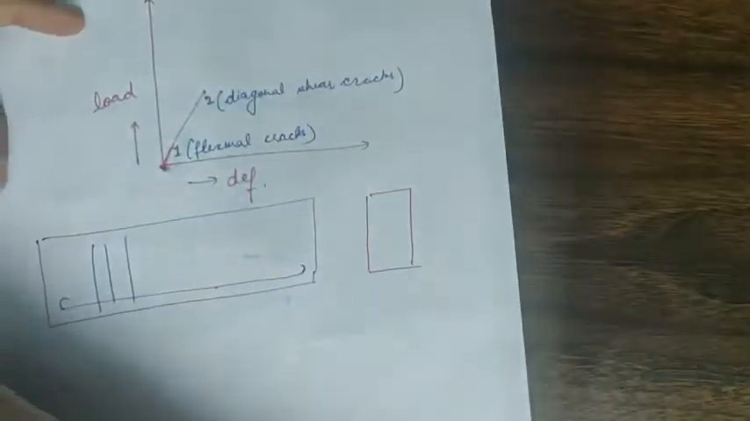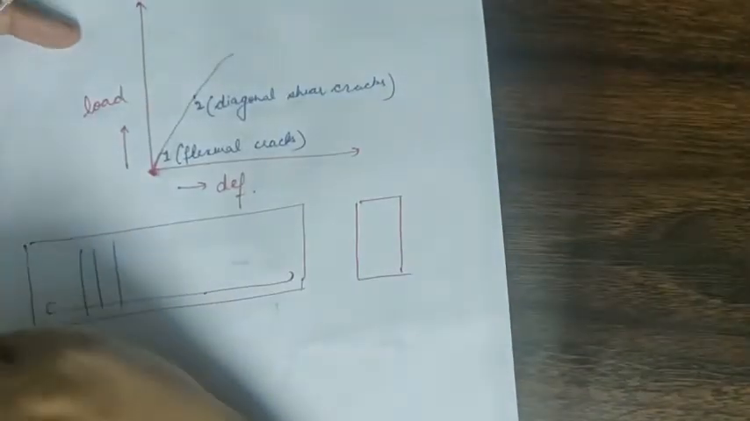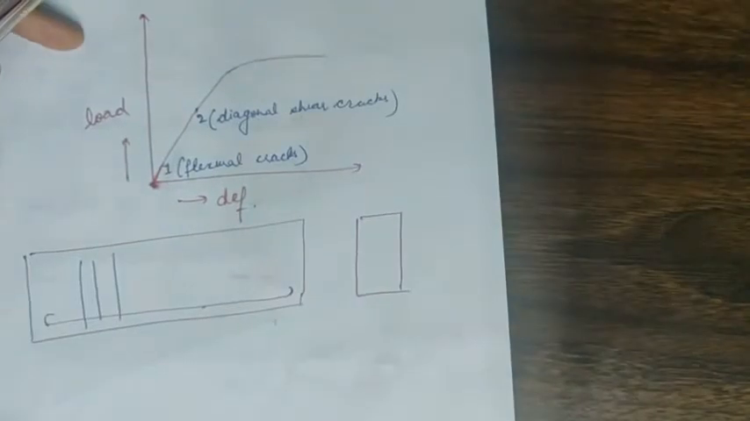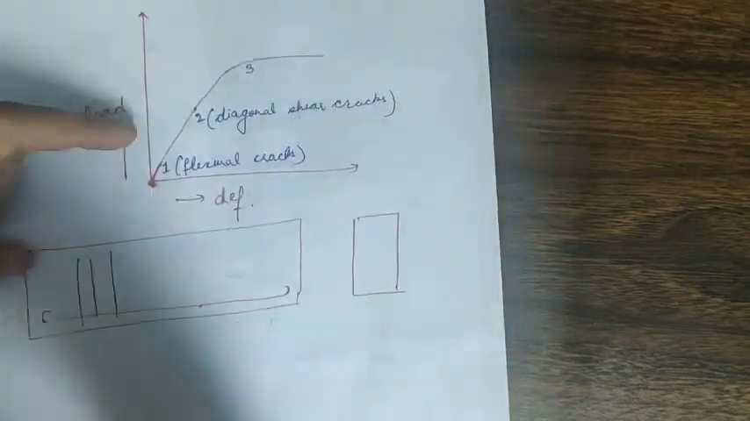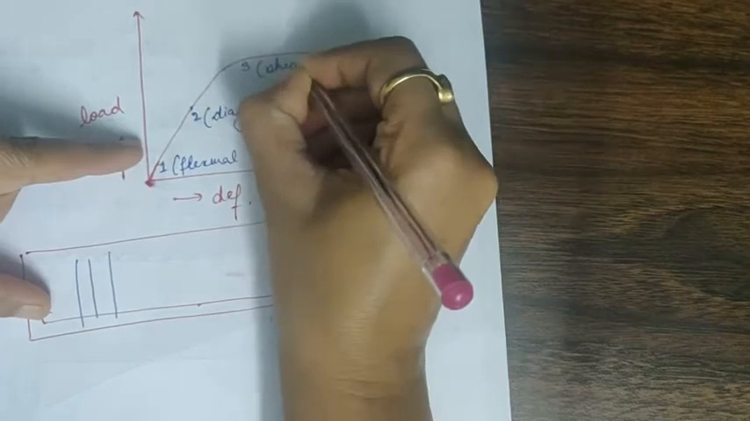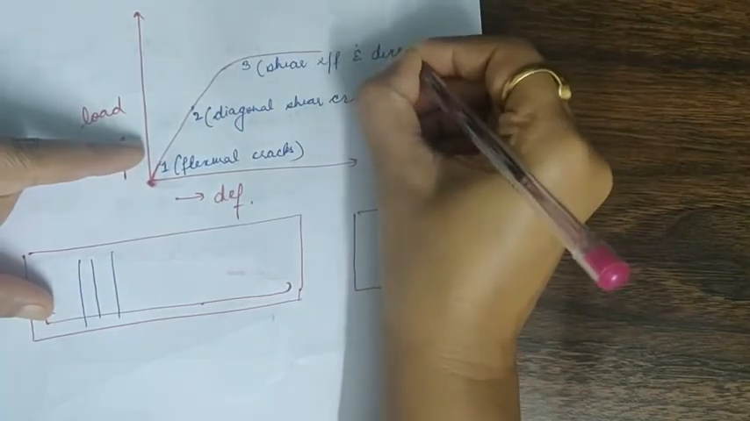Now let us say we have provided the shear reinforcement, then the system will take more load. Along with this, the system will have a ductile failure. So the load carrying capacity will increase, and now you will have a ductile failure. So line number 3 indicates you have provided shear reinforcement and ductile failure is there.